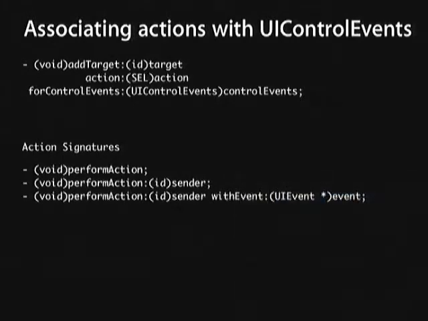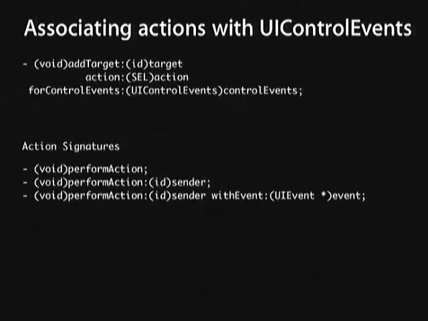And lastly, you can have a signature perform action with event, so two parameters. The first one will still be the sender, and now the second one will be the UI event that caused the UI control to generate this control event. So you could then ask that for the touches that are active and find out more information if you wanted to look at some more specific things, figure out a little more about what went on.